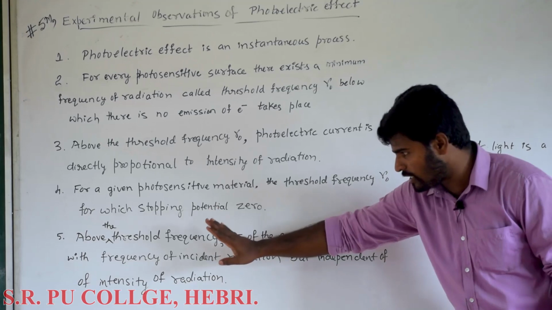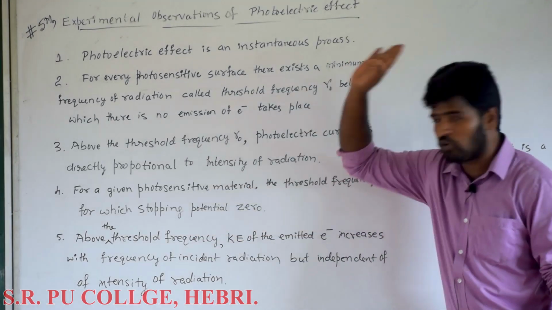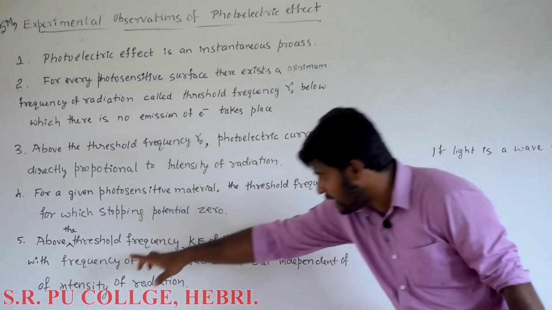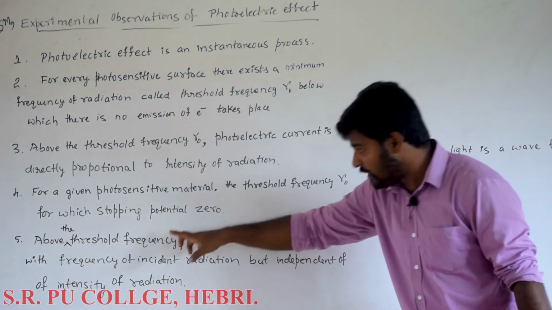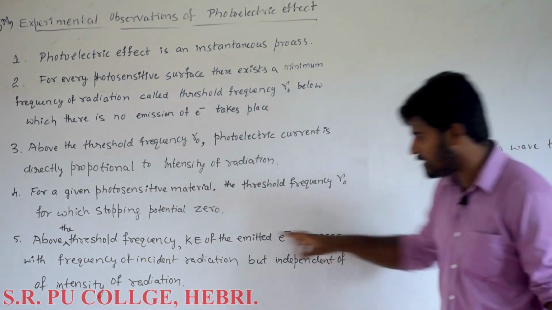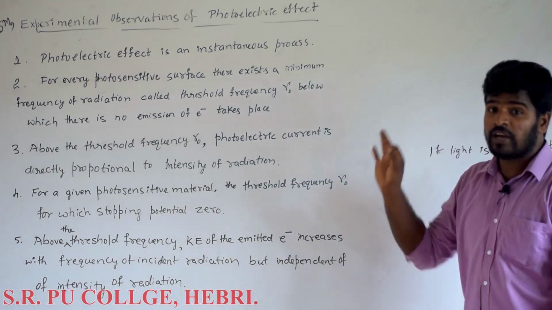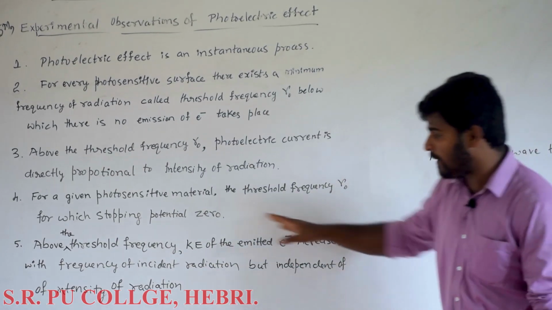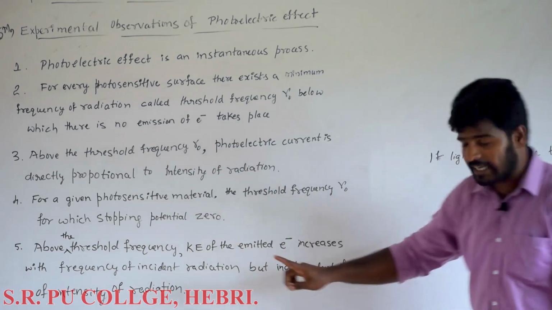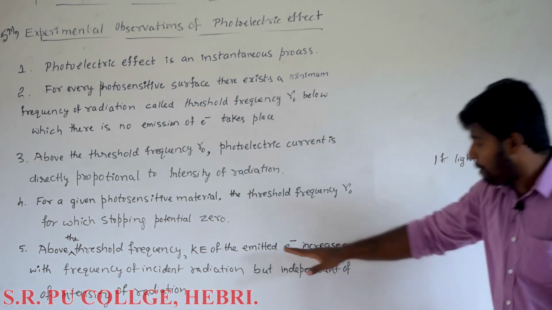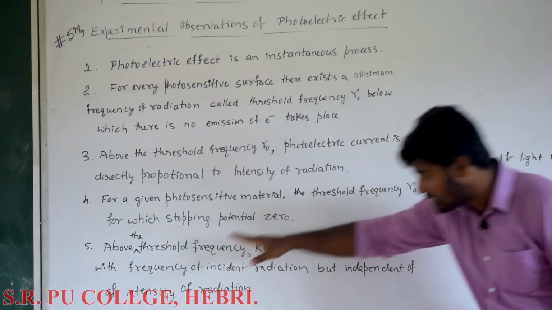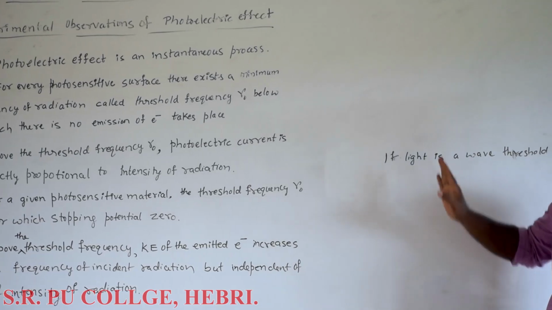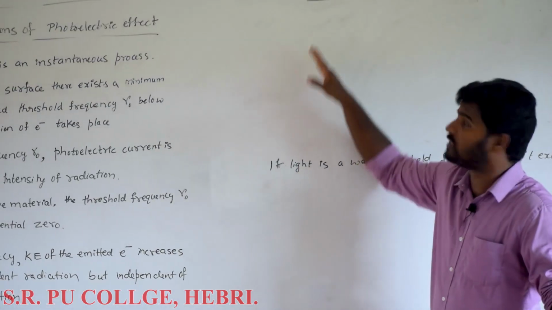There is no existence of threshold frequency; the threshold frequency concept does not exist. If it is a particle, the kinetic energy of the emitted electron increases with the frequency of incident radiation. If light is a wave, the kinetic energy of the emitted electron is independent of the frequency of incident radiation, but it increases with the intensity of incident radiation. That is the difference. That is the reason why these cases are considered drawbacks of the wave theory in explaining the photoelectric effect.